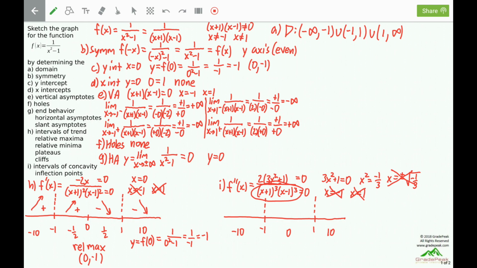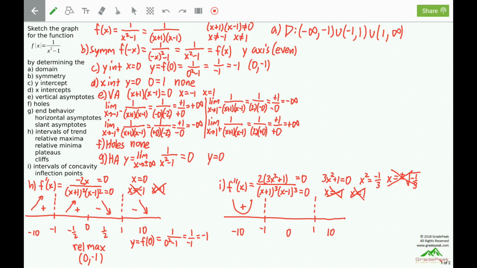Plugging in a negative 10, plus 1 is a negative, cubed is a negative. Negative 10 minus 1 is a negative, cubed is a negative. We have a negative times a negative, which is a positive. We have a positive second derivative, which corresponds to concave up.